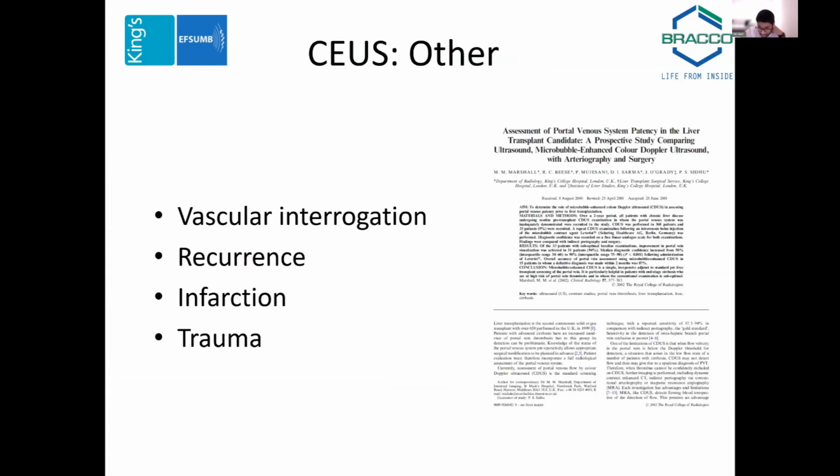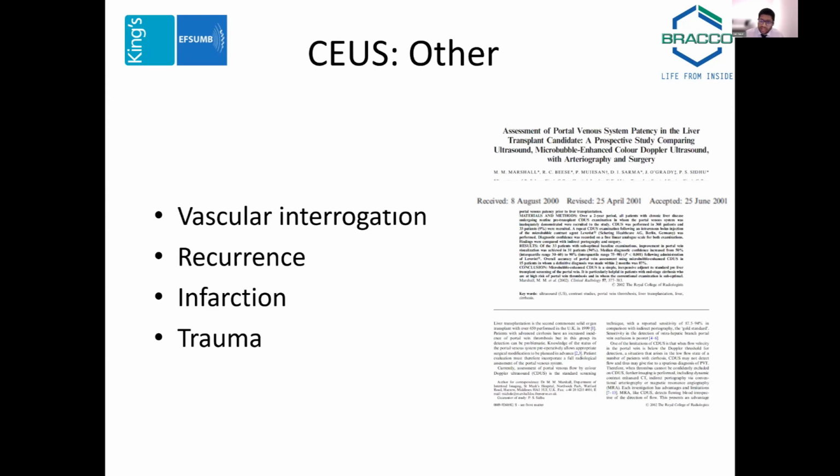There are a couple of other uses for contrast-enhanced ultrasound apart from liver lesions I'll just mention. Vascular interrogation, I'll just revisit this paper here and demonstrate to you. The initial use was in 2000, looking at portal vein patency, but actually, you can look at it still now. You can identify if the portal vein is patent. If there's tumor in vein, you can use it to boost the signal still. You can identify recurrence at cut sites, particularly if there's been previous hepatectomy. If you want to know if you have a margin, you can identify infarction.